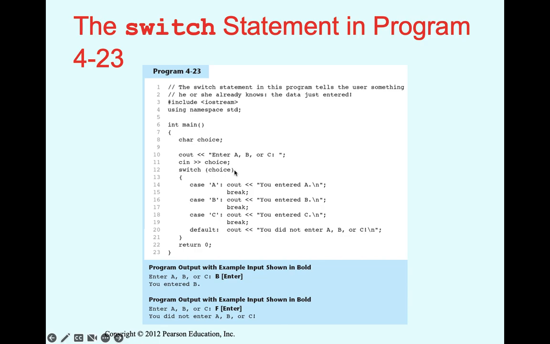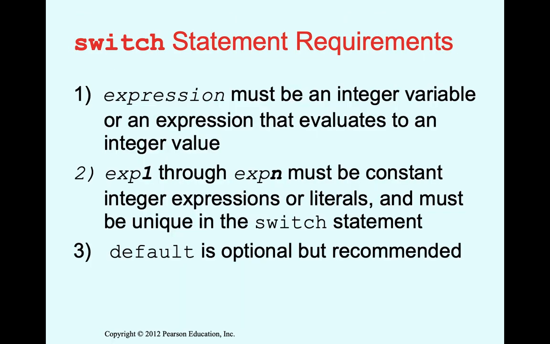If choice equals A, do this. Else if choice equals B, do this. Else if choice equals C, do this. Else do this. So we can do that by using if else, but this is another way to do it. Maybe you like it, maybe you don't.